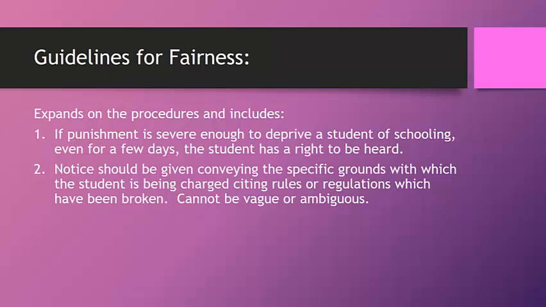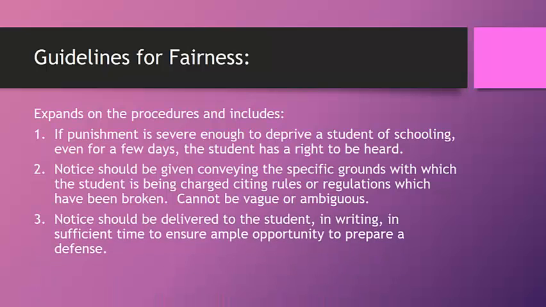Number 2, notice should be given conveying the specific grounds with which the student is being charged, citing rules or regulations which have been broken. Your rules cannot be vague. So if the student really brings up a clear question of vagueness, you have to take that into deep consideration, okay, because your rules cannot be vague. Number 3, notice should be delivered to the student in writing in sufficient time to ensure ample opportunity to prepare a defense. Typically, what we did when we suspended students is I would copy the paper that I mailed home to the parents, and in this paper it gave all the stuff that it's asking for, the rule that was broken, the punishment, the notice, and all that.